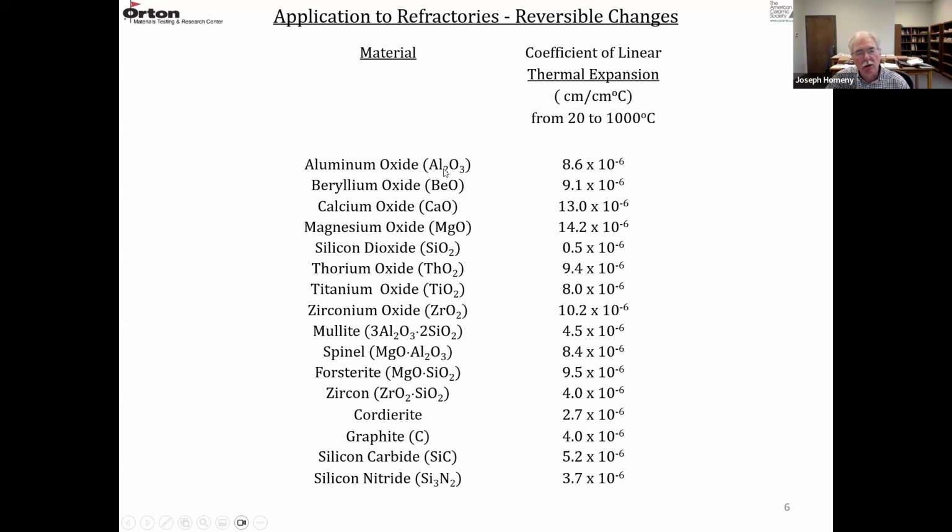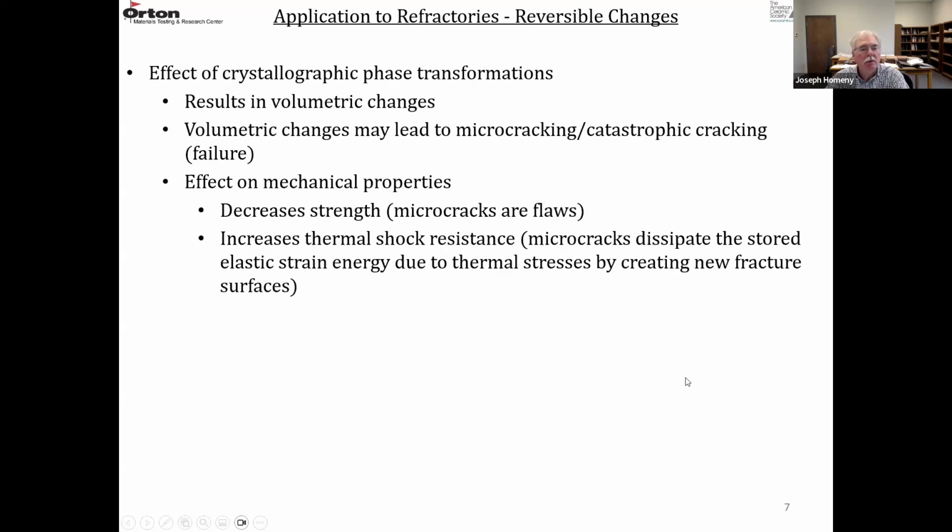And the common material, aluminum oxide, is about 8.6. So from about 3 to 14 is the range, times 10 to the minus 6. That's the range for refractory materials. So the lower the expansion, the better chance you have of making a material that has thermal shock resistance.